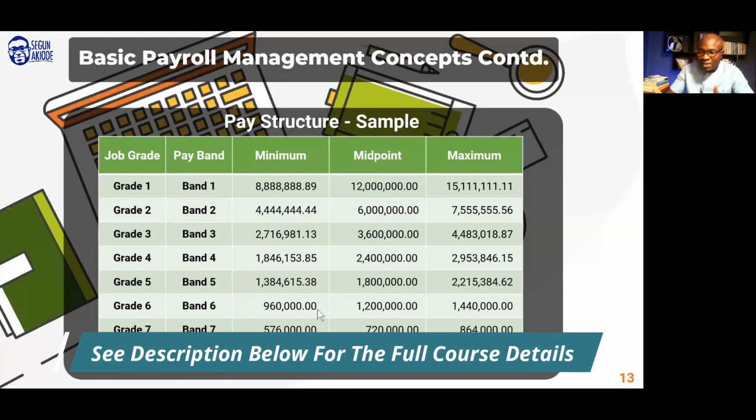So you have an annual salary of 960,000. What is going to be his basic? What's going to be his transport? What's going to be the allowances? What is his 13th month? What is his leave? All of that would go into payroll management. Which is very interesting, which is what we would be concentrating our effort on in this class.